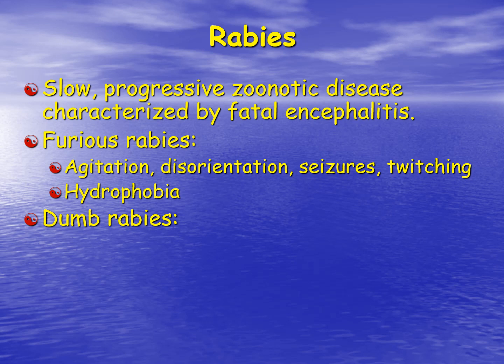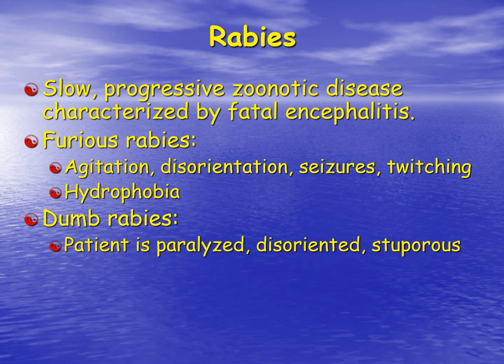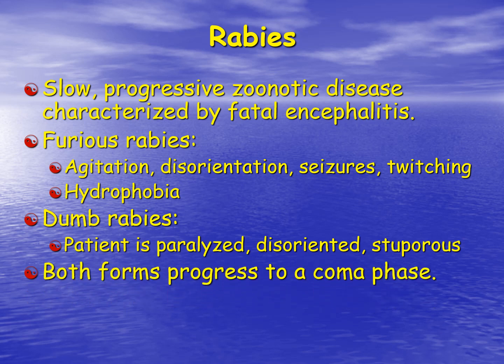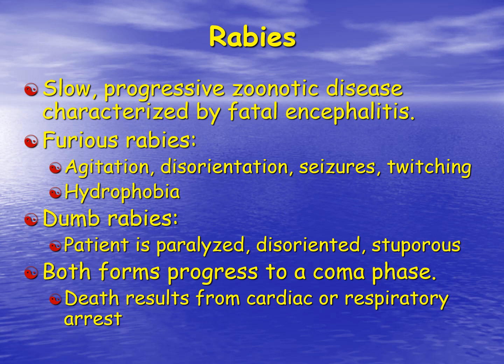The dumb form, if you gotta have it, I guess, the patient becomes paralyzed, disoriented. They typically will slip into a coma very quickly. And so both forms progress to the coma phase, and eventually death will ensue. Death results typically from cardiac or respiratory arrest due to the severe encephalitis infecting the lower parts of the brain.